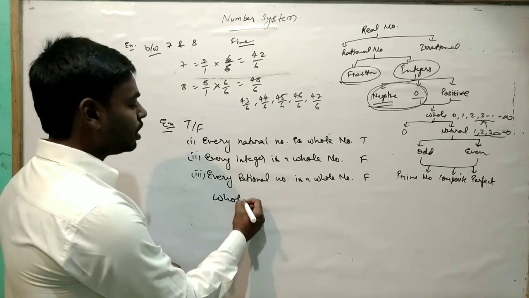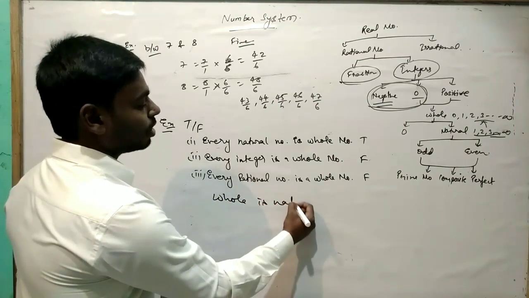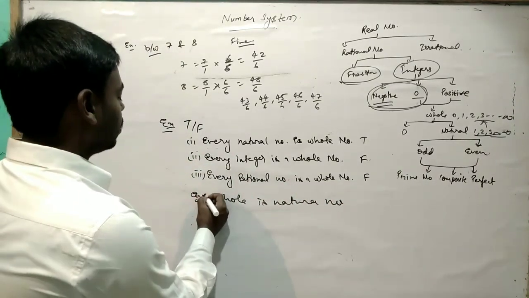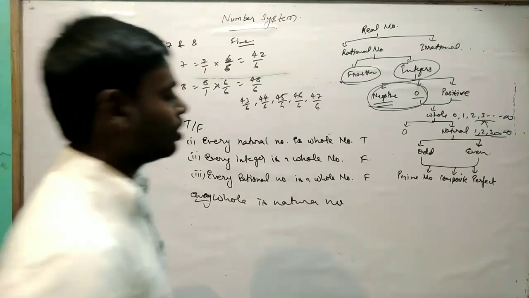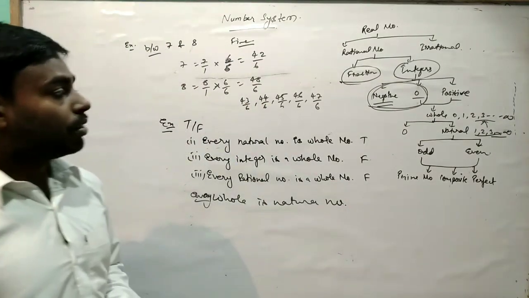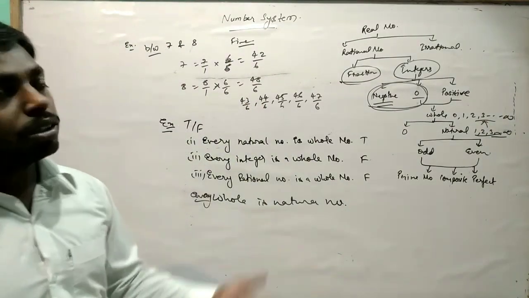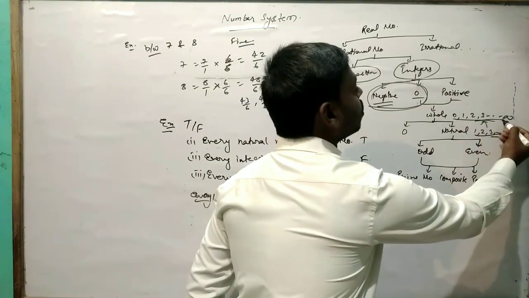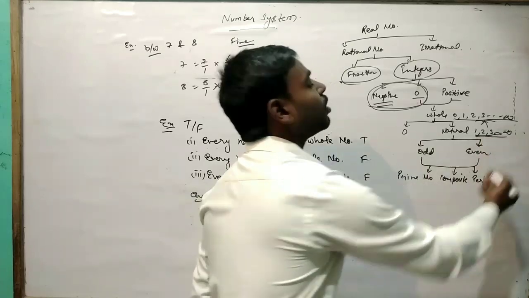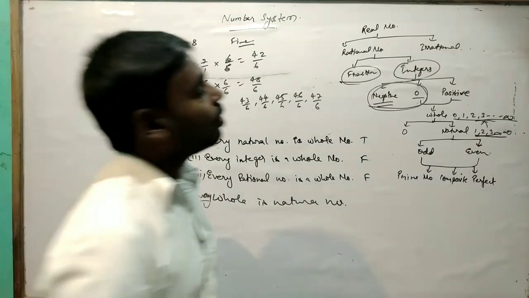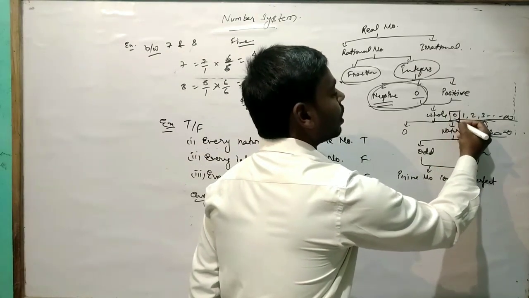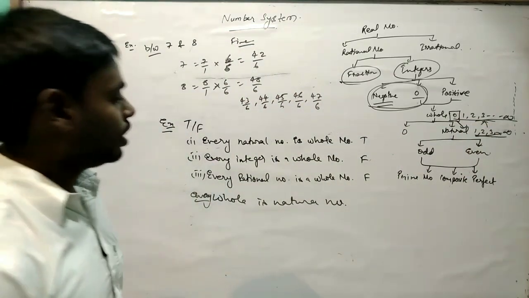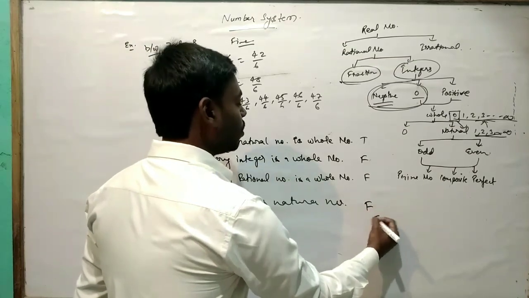Our next question: every whole number is a natural number. Is it true or false? It is false. Why? Because whole numbers contain 0 to infinity, but natural numbers contain 1 to infinity, and 0 is not included in natural numbers. So it is not true. It is also false.